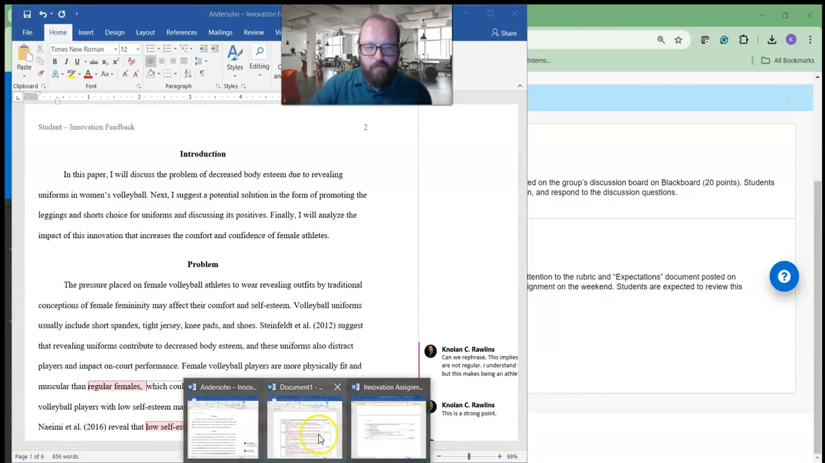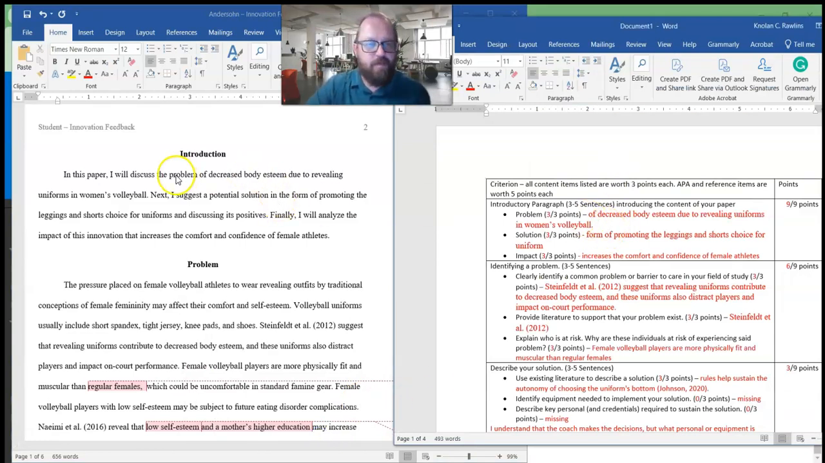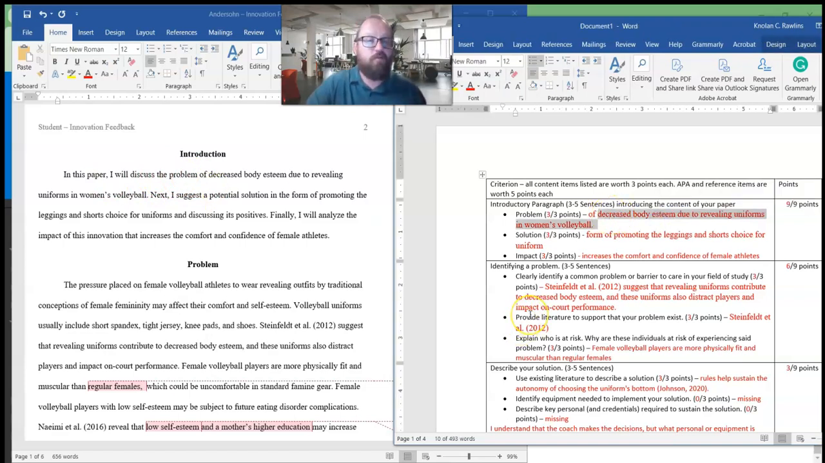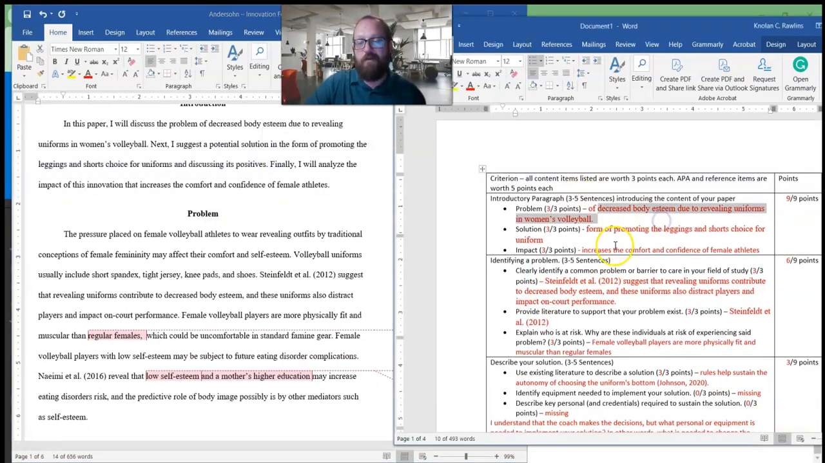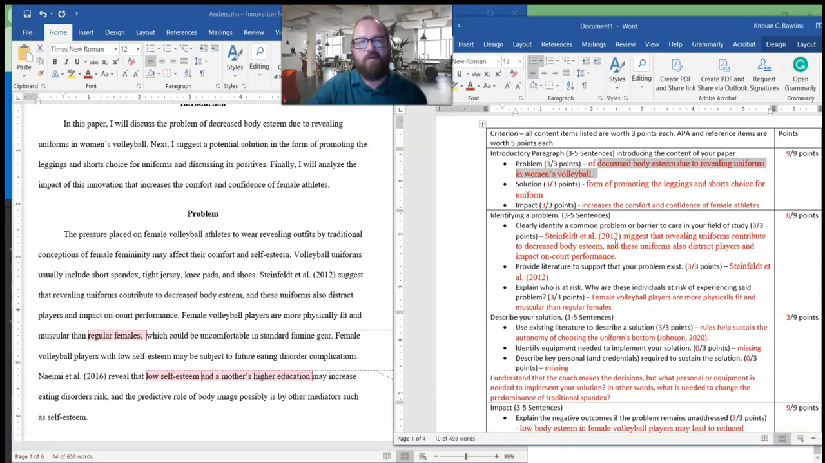So let's compare this to the rubric. What I literally do is copy and paste. So she says things like, in this paper, you don't need to say that. You could just say a problem in women's volleyball at the NCAA level is decreased body esteem due to revealing uniforms. Okay, that's a problem. And then the solution is promoting leggings and shorts, which would be giving some agency. Agency is another way of saying empowering the athletes to wear what they're comfortable with. And then finally, we're going to talk about the impact, which is an increase of comfort and confidence, and maybe performance even.